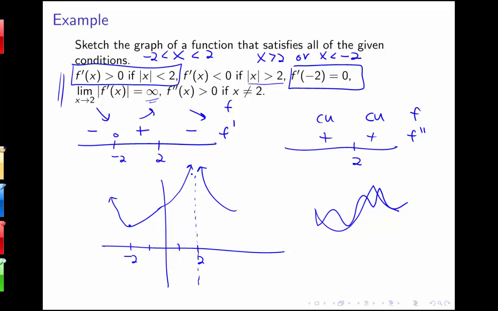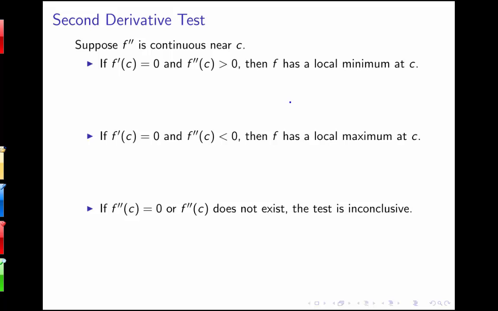It's just that it's not differentiable there. But that's a little bit harder to draw. So I think this is one example that satisfies all of these different conditions. Okay. So let's see another important result that we have from the second derivative.